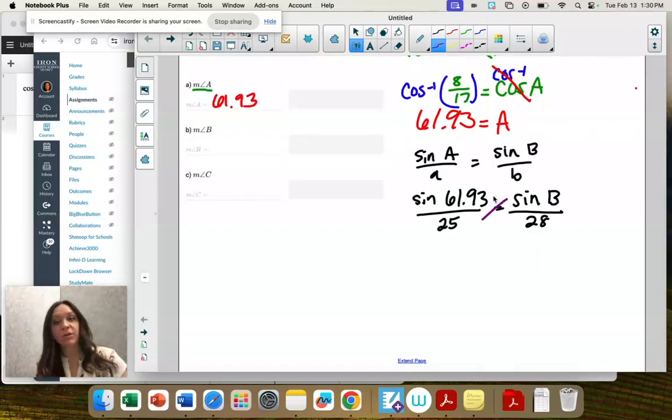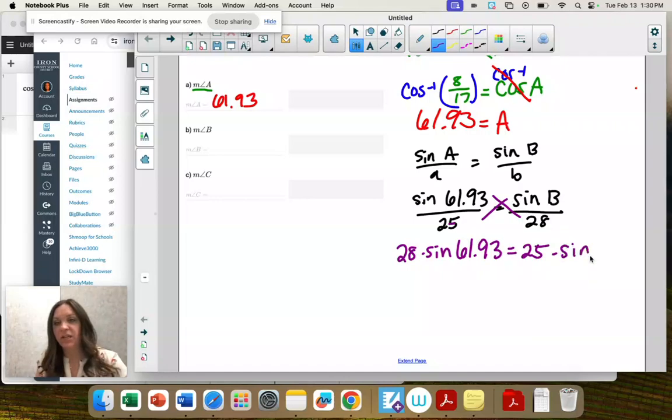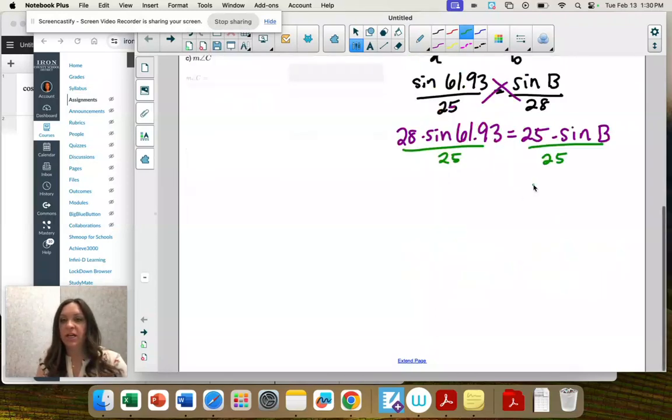So now we're going to cross multiply. So 28 times sine of 61.93 equals 25 times sine of B. We're going to get sine of B by itself. So divide both sides by 25. And now I have sine of angle B equals, and I'm not going to round yet. I'm going to put this in just like it is.